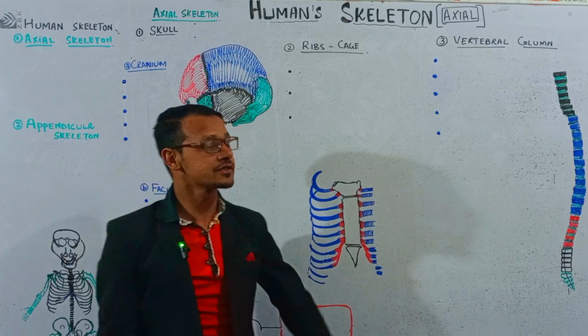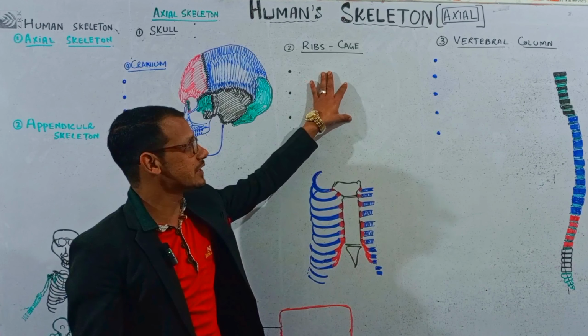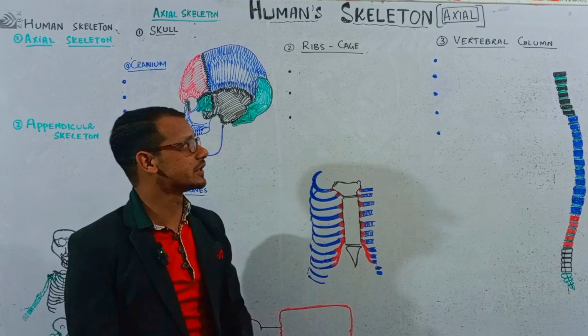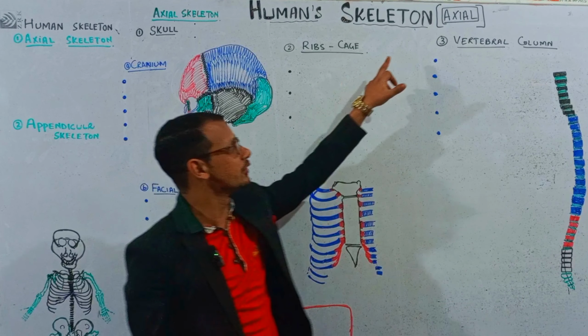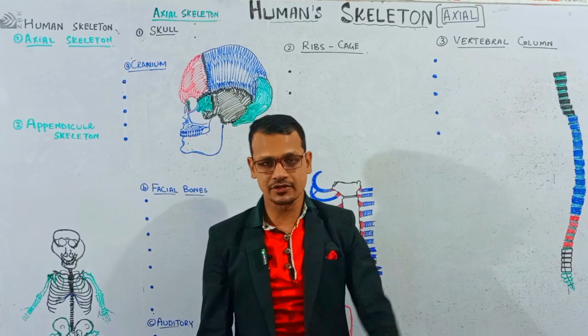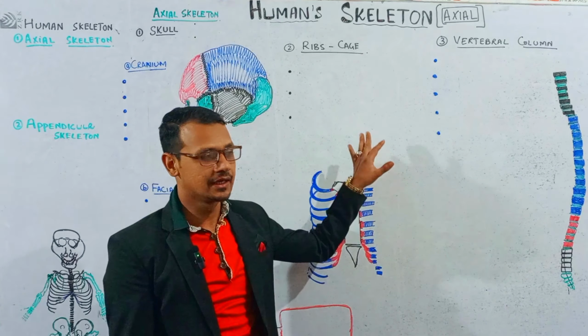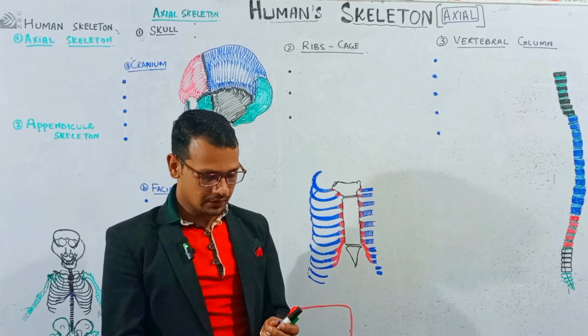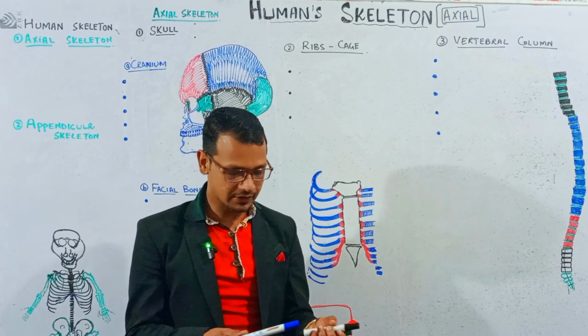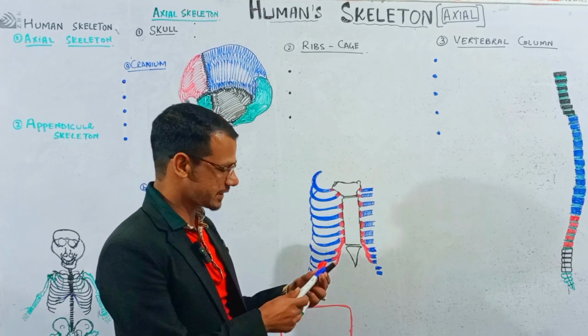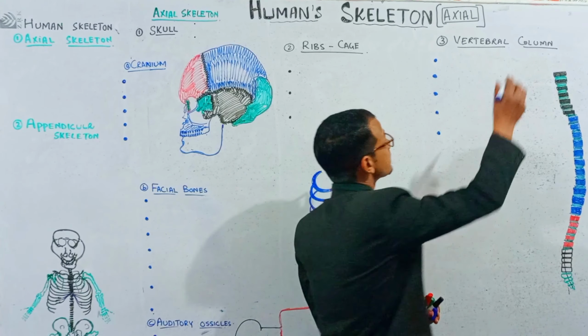Today we will discuss the human skeleton. This is the topic of discussion, but in the human skeleton we will discuss the axial skeleton first, and in the second part we will discuss the appendicular skeleton. First of all, we all know what a human skeleton, or what a skeleton, is.